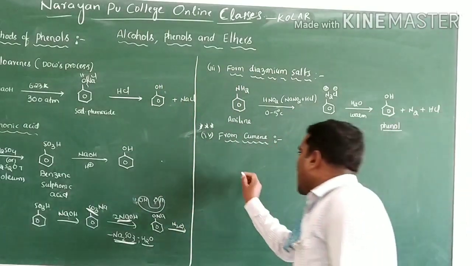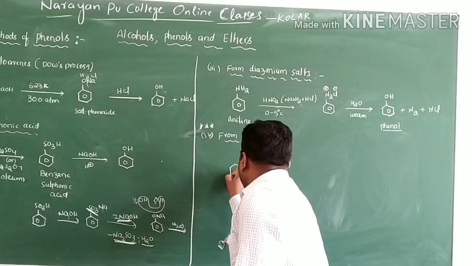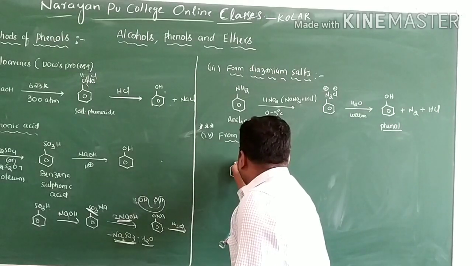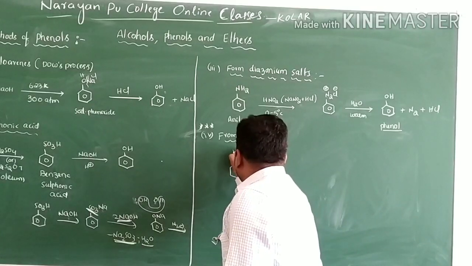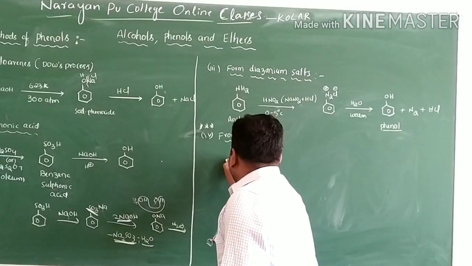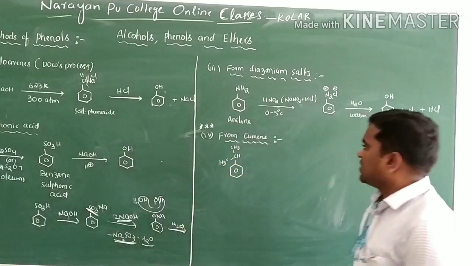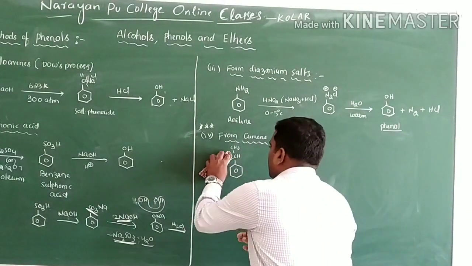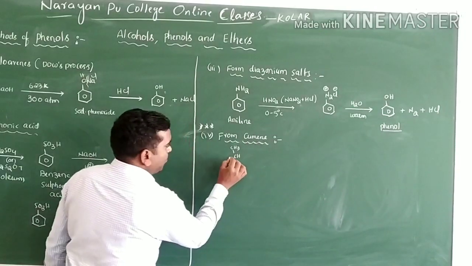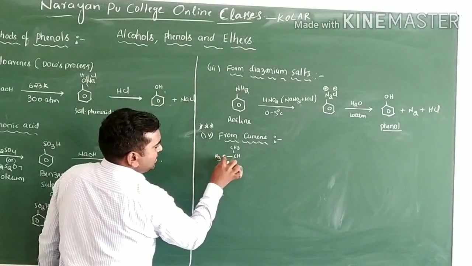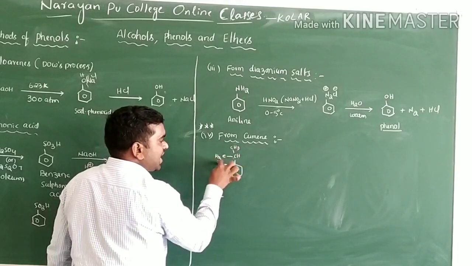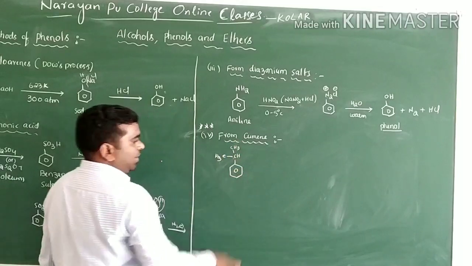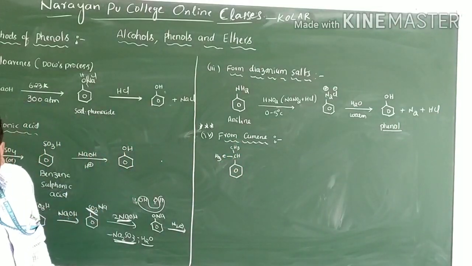What is cumene? Isopropyl benzene we call cumene. It has CH3 and CH3; this is isopropyl benzene. You already know this group we call an isopropyl group. The CH3 group we call iso, 3 carbons are there, propyl, so isopropyl benzene. Okay?